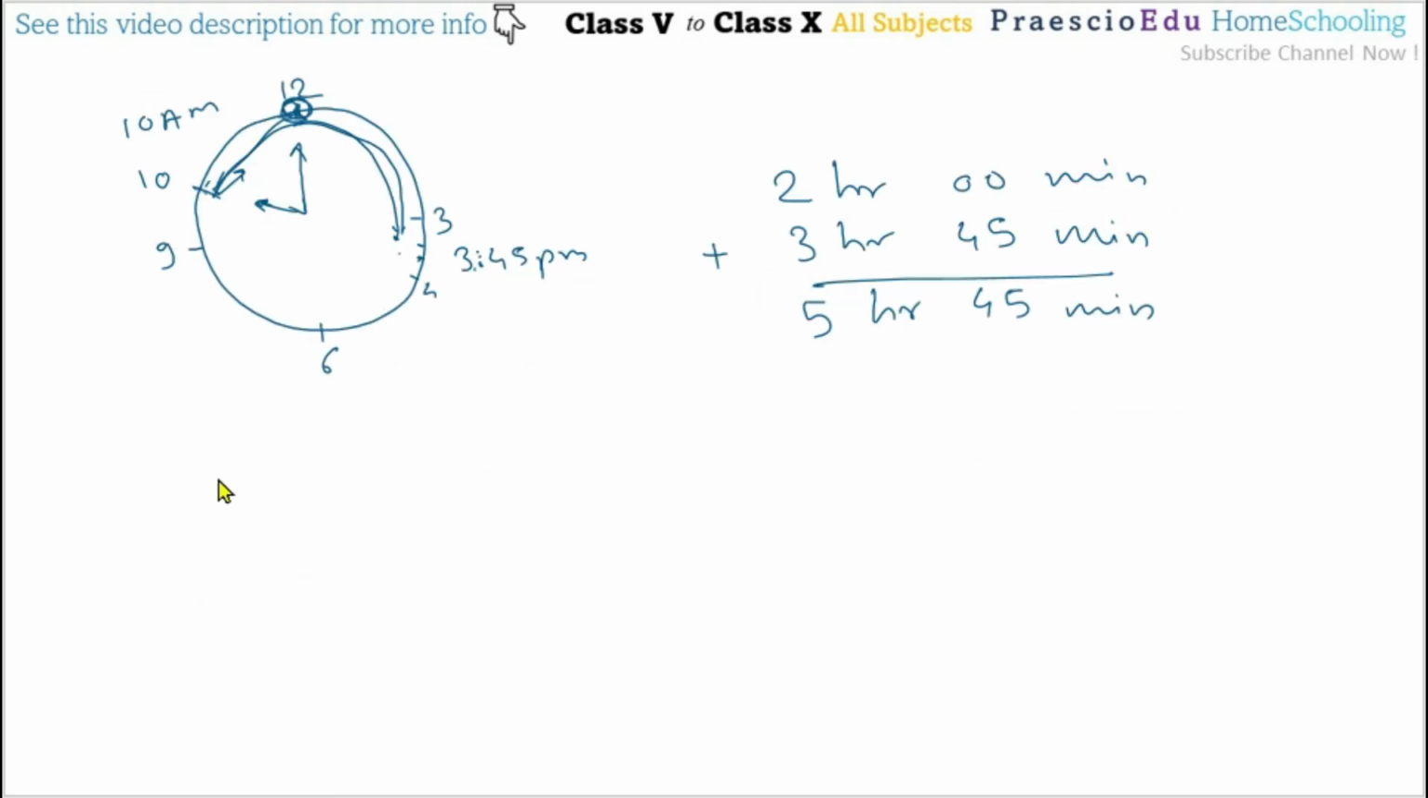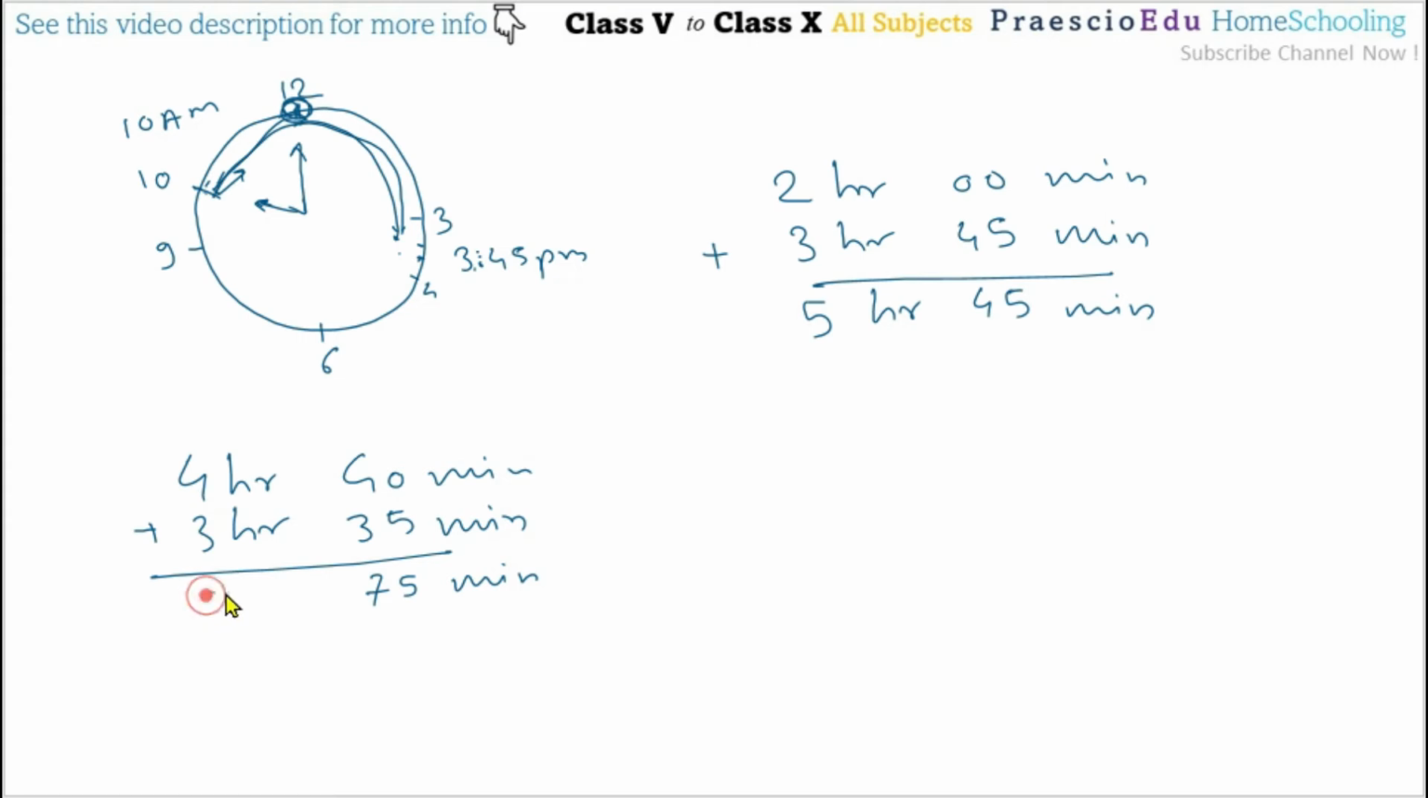So 4 hours 40 minutes and 3 hours 35 minutes. We'll do the addition. So 45 plus 30 is 75 minutes, and 4 plus 3 is 7 hours. Now 75 minutes cannot be shown on a clock.